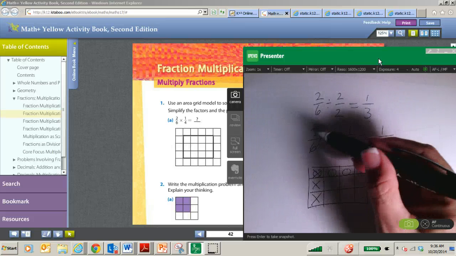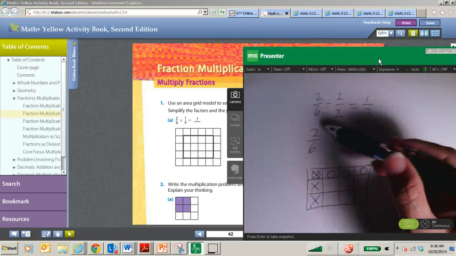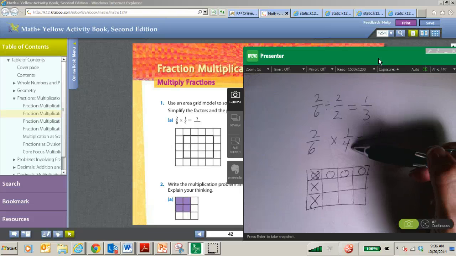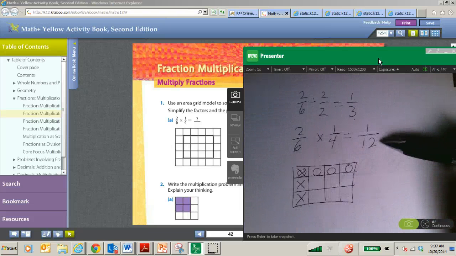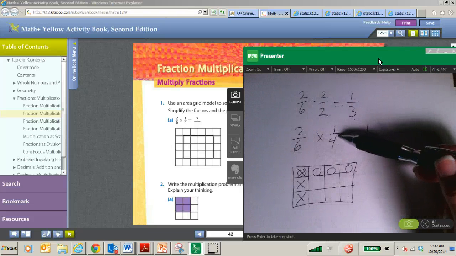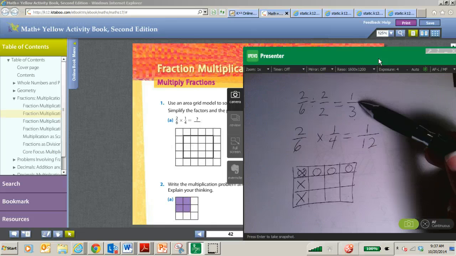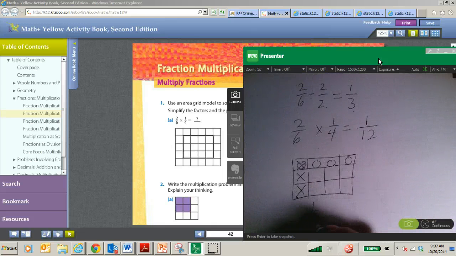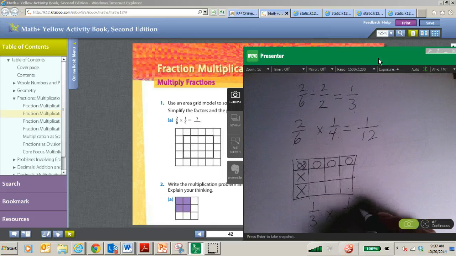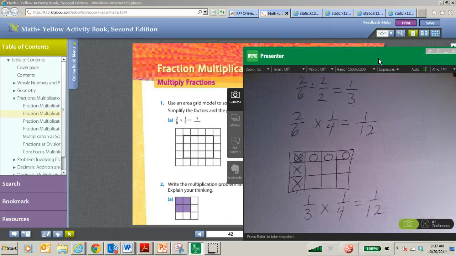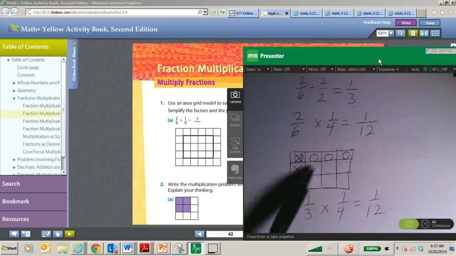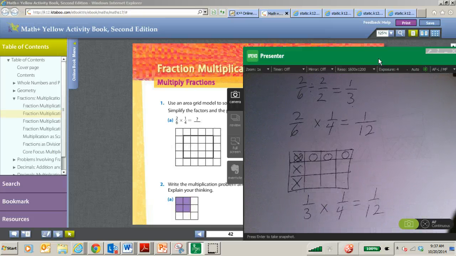Now, if we had multiplied with the standard algorithm, we would have seen that we have 2/24, which simplifies to 1/12. You will be coming across problems where you will use the standard algorithm, and if we had used this number right here that we had already simplified, 1/3 times 1/4, you would see that we have 1/12. So it's best to simplify first so that the numbers aren't as large.